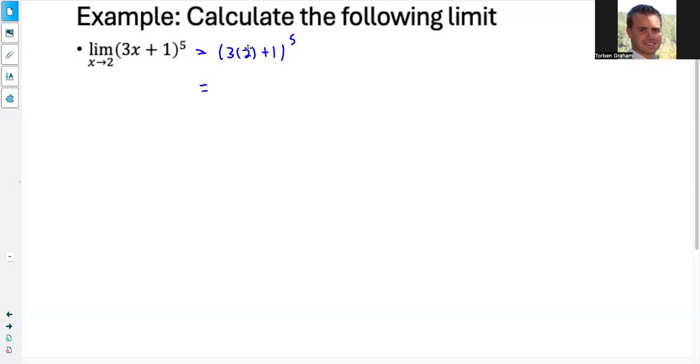Now 3 times 2 is 6, plus 1 gives us 7, so this would be the same as 7 to the power of 5, which is 16,807.